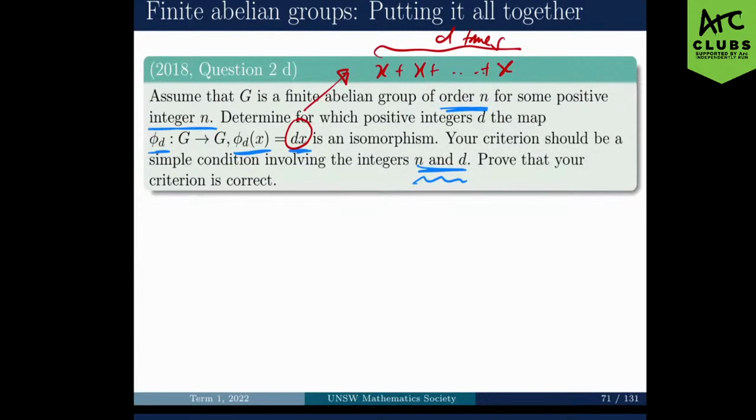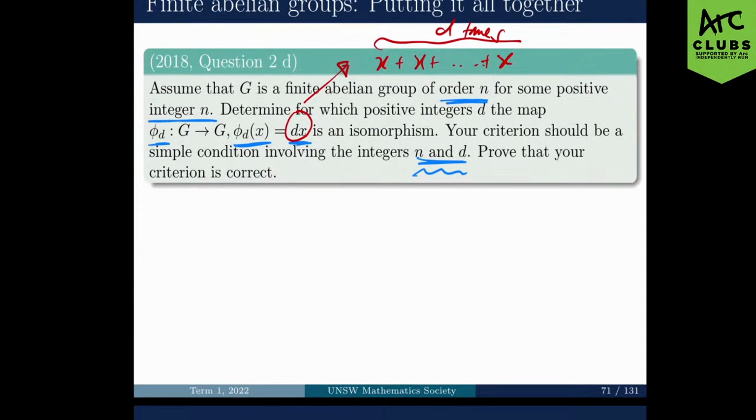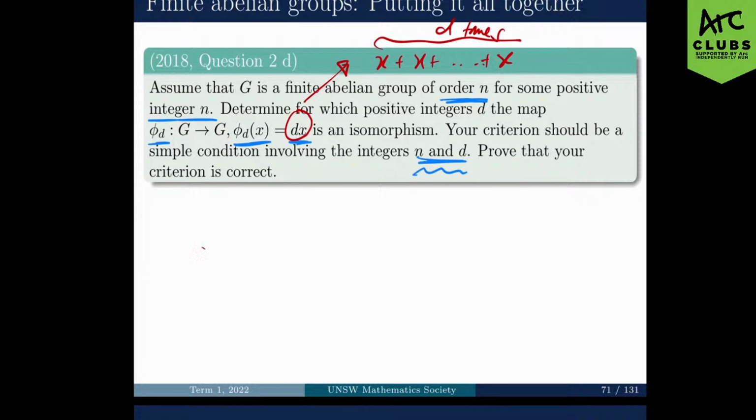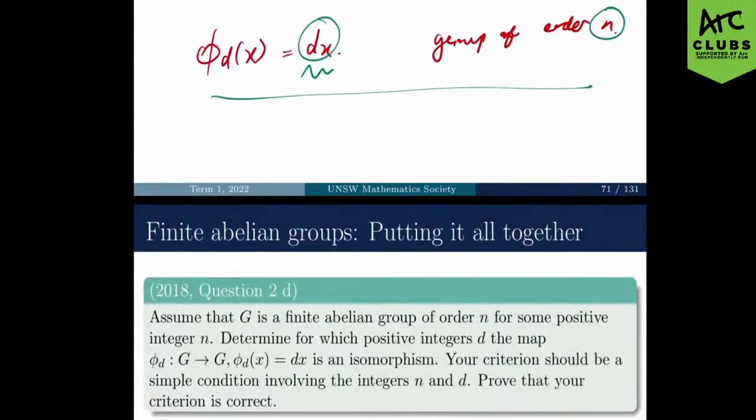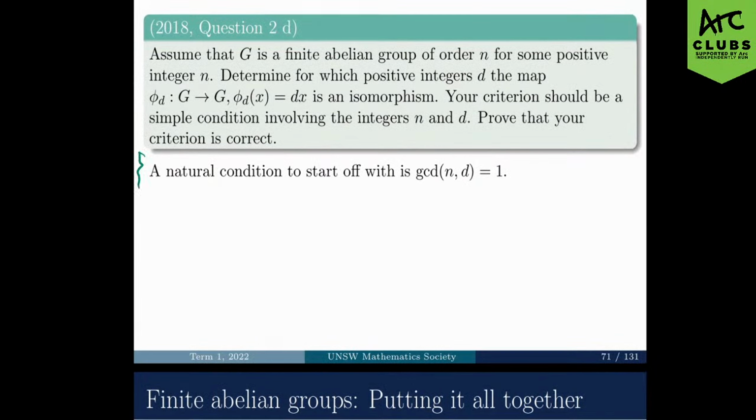So it's a bit of a more involved question, and what we often do here is think intuitively: if you've got pi_d(x) equals dx, and a group of order n, and if d and n share some common factors, we're probably going to lose some information when we multiply by d. If they don't have any common factors, as we've seen before with modular arithmetic, we're probably not going to lose much information. So it's often good to start off with a condition and see if we can prove it. The condition is GCD(n, d) is equal to 1.